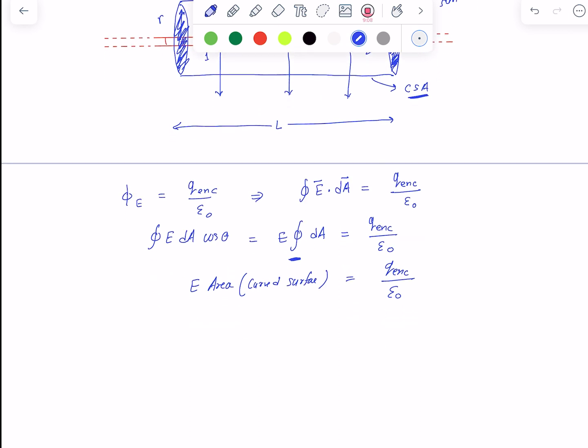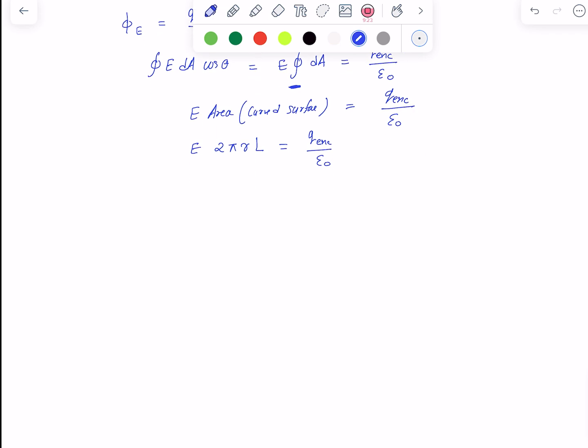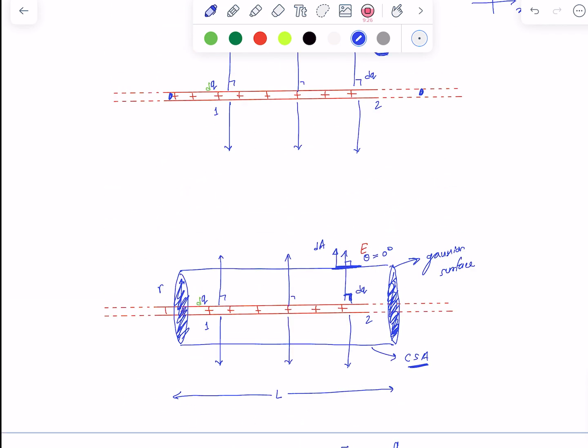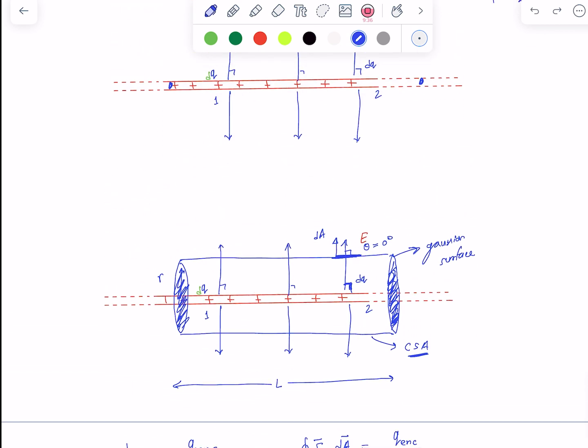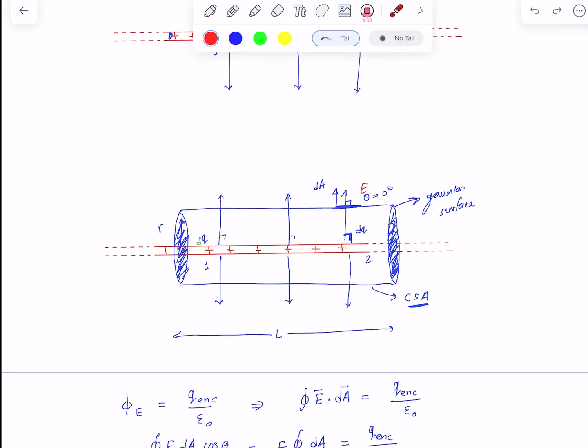Now, the curved surface area of a cylinder of length capital L and radius r is given by 2 pi r L. So I'm left with E times 2 pi r L equals Q enclosed over epsilon naught. Now we need to figure out what Q enclosed is. Q enclosed is the charge enclosed inside the Gaussian surface. If I look at the Gaussian surface right here, the charge enclosed is whatever charge we have here, and that is just the line charge of length L.